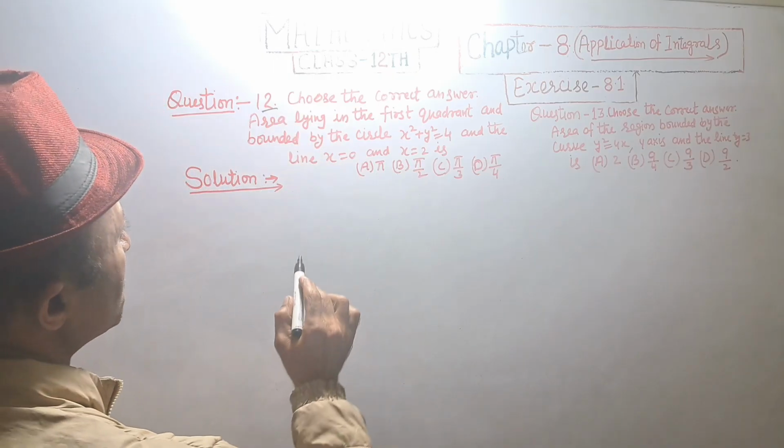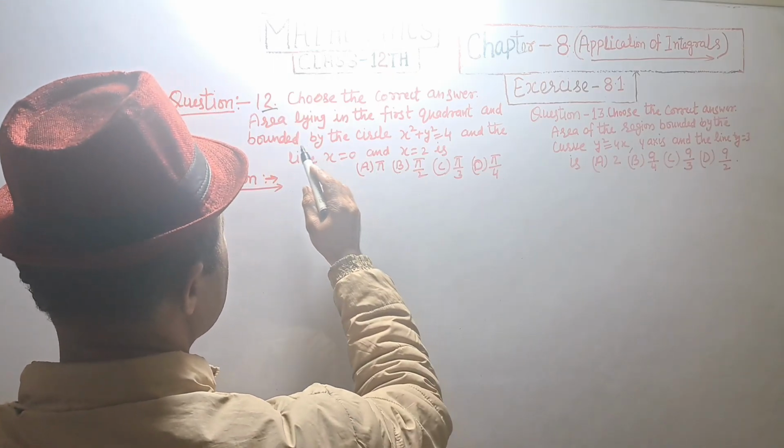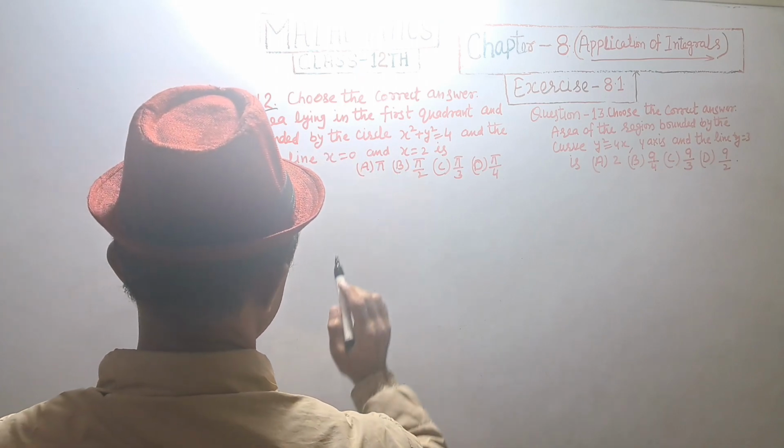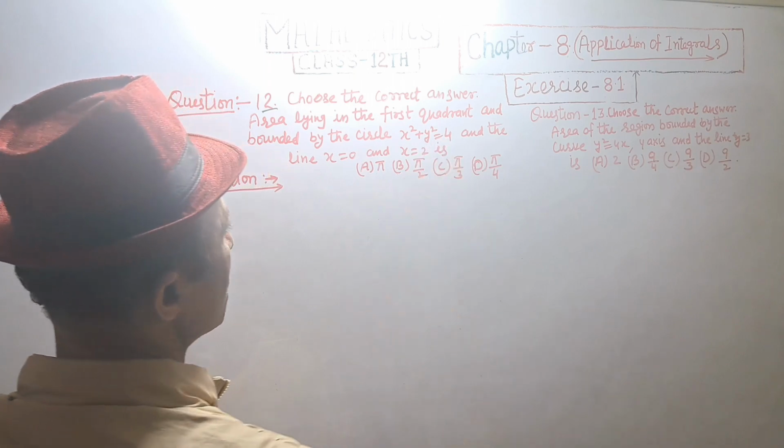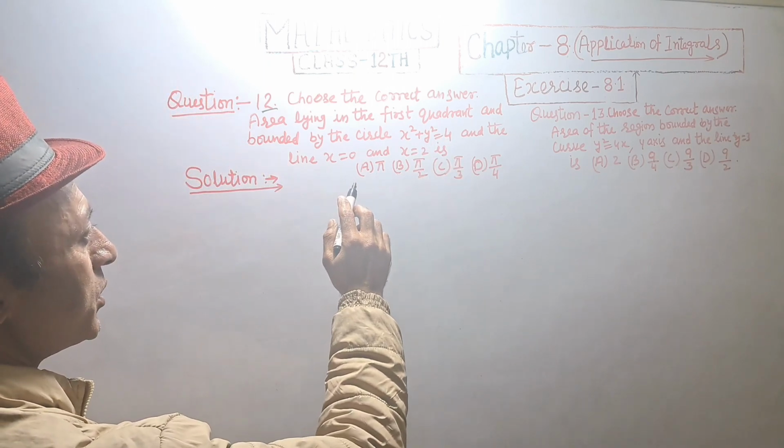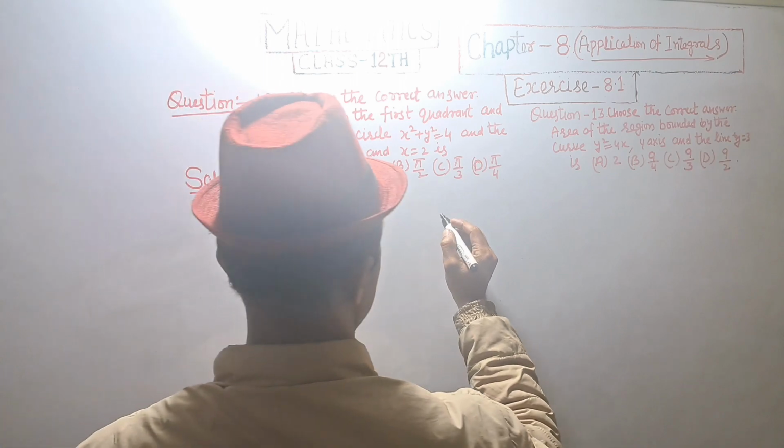Question number 12. Choose the correct answer. Area lying in the first quadrant and bounded by the circle x square plus y square equal to 4 and the line x equal to 0 and x is equal to 2.